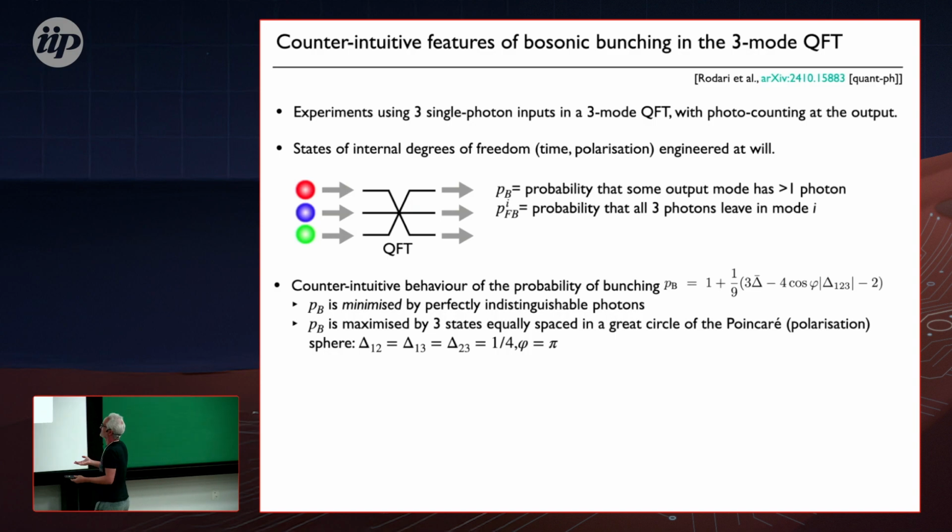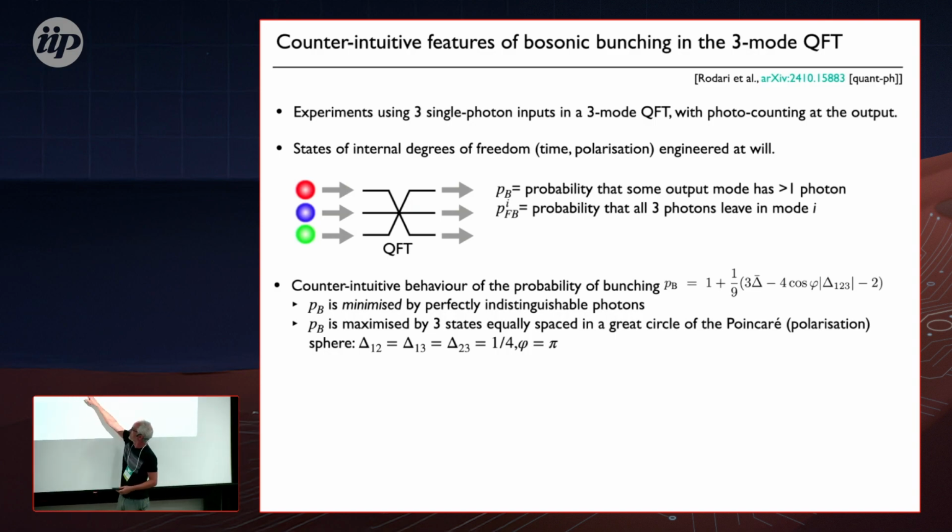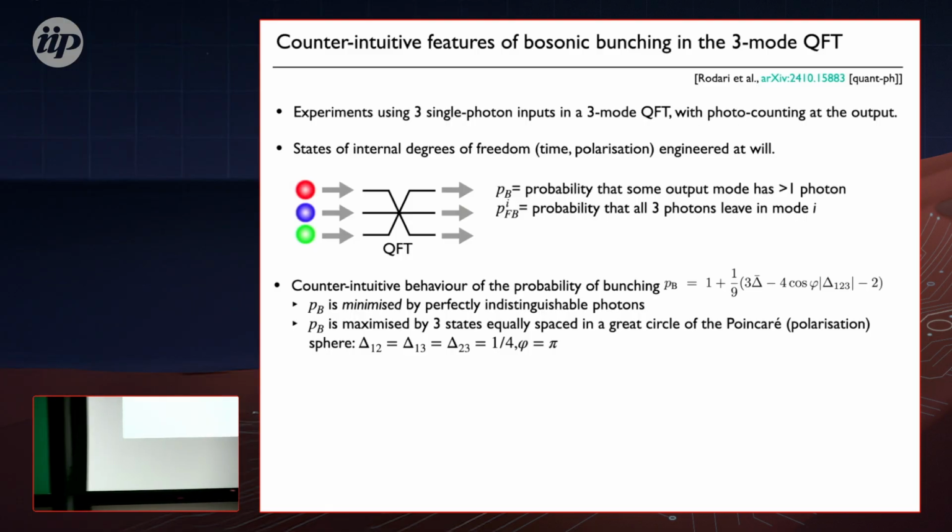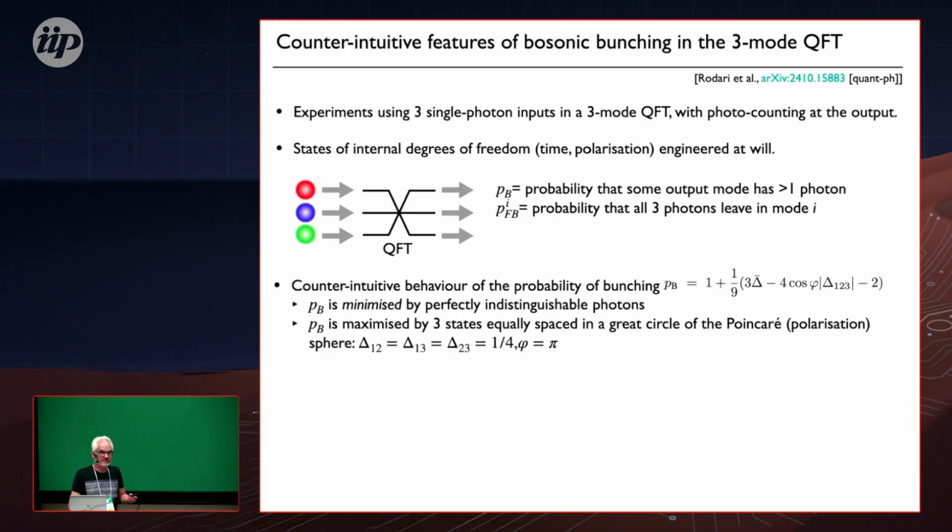And of course, what's playing a role here is this non-classical phase that's making this happen, together with the symmetries of the QFT, which is the interferometer that we're using. We looked at other alternative interferometers, but this is the one where this effect is the strongest. So this is the counterintuitive behavior we found for the probability of bunching.